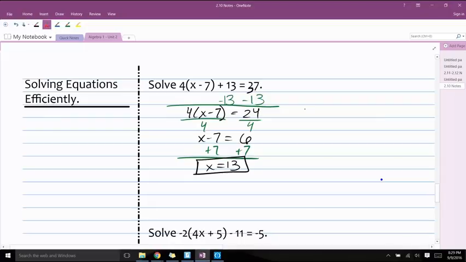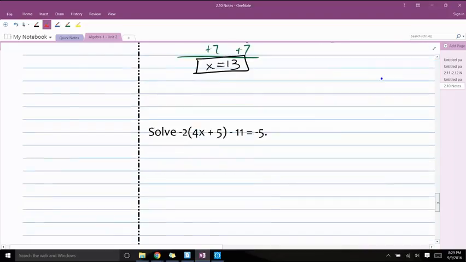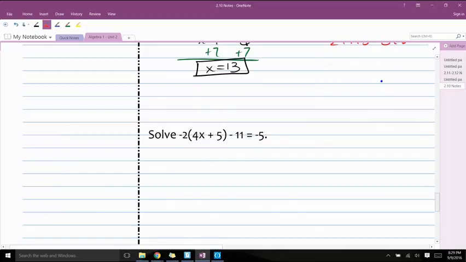Okay, I'm just going to go ahead and show real quick that checking. So we have 4 times 13 minus 7 plus 13 equals 37. So that would be 4 times 6 plus 13 equals 37. Lo and behold, there we go. 24 plus 13 does equal 37. Nice, people. Okay, go ahead, pause the video, and solve this next equation.